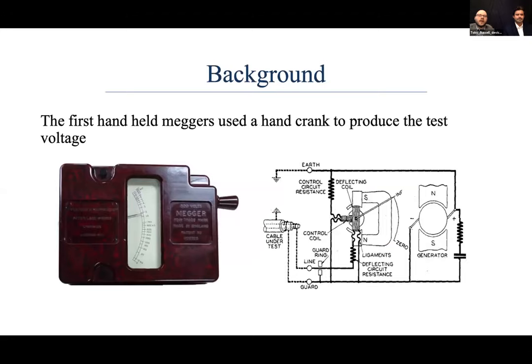Okay, just a little bit of background on meggers as a whole. Originally, the first handheld meggers used a hand crank to generate their test voltage. That test voltage was then applied to the insulation, and the resistance of the insulation was displayed on an analog meter. That analog meter is controlled by a deflecting coil, which you can see in the diagram on the right.